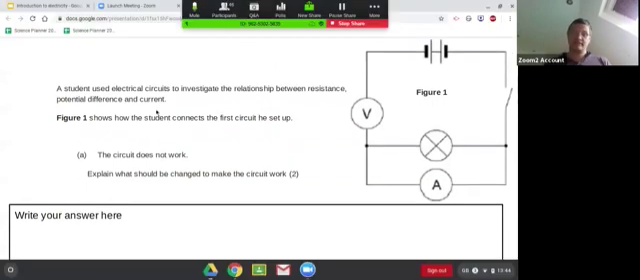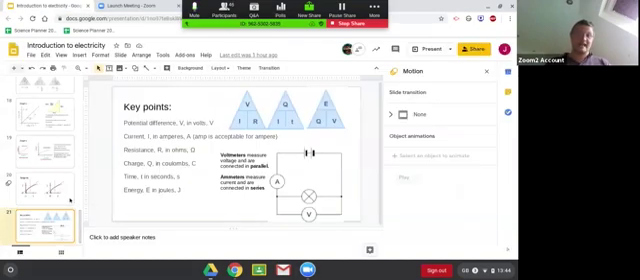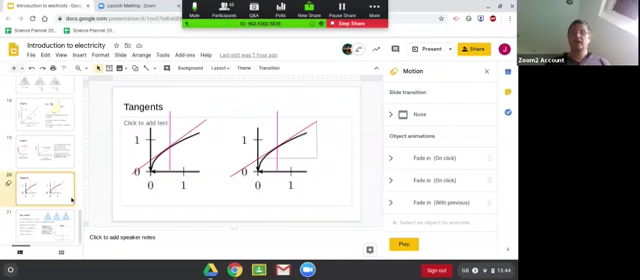Watch out for Heffalump traps and watch out for looking to do a tangent. That is a difficult skill. Feel free to watch this video back again to try and help you with that.